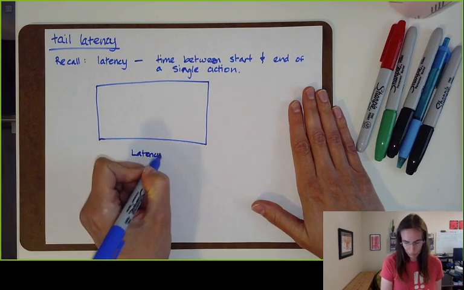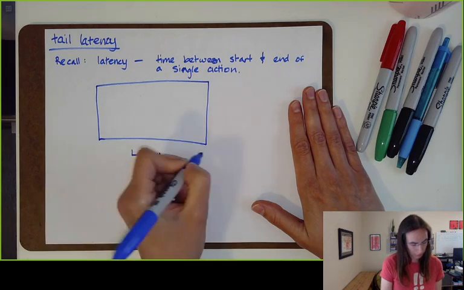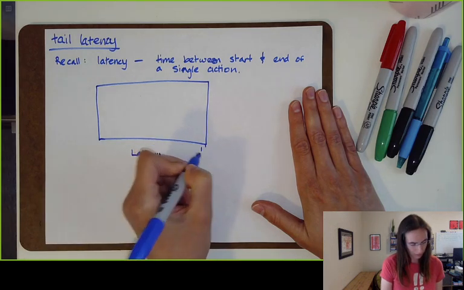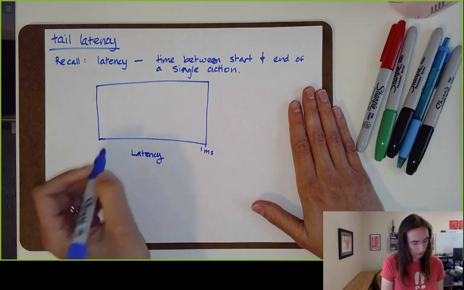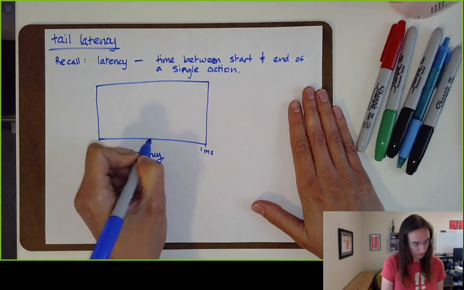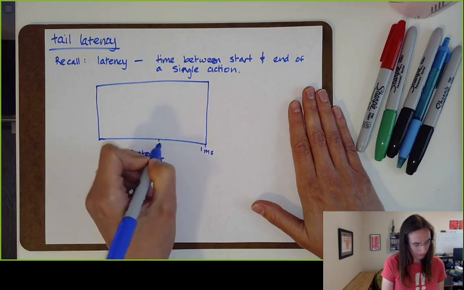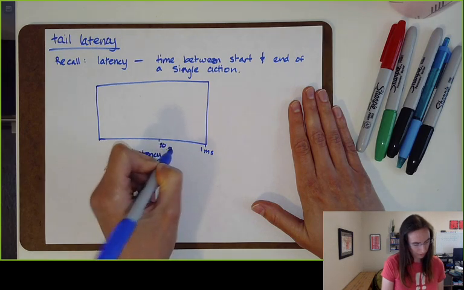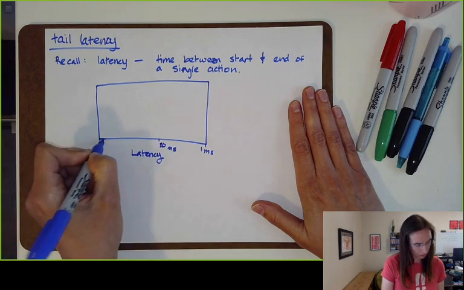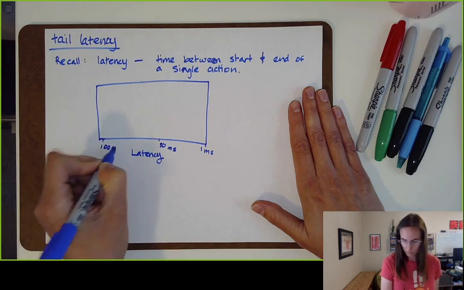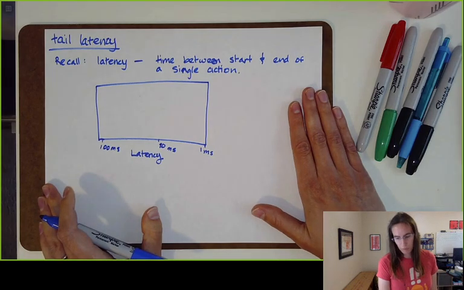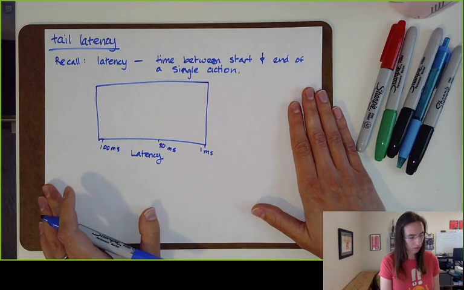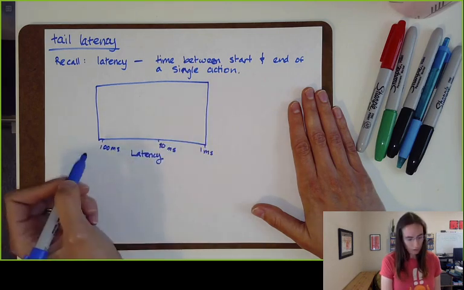I'll just make up some numbers here. So let's say that some requests only take, say, 1 millisecond to service. And then if you're unlucky, some requests take a lot longer, like maybe they take 10 milliseconds. And then if you're really unlucky, they might take like 100. So let's say that you've gathered a bunch of data over time about how long it takes to respond to a request.